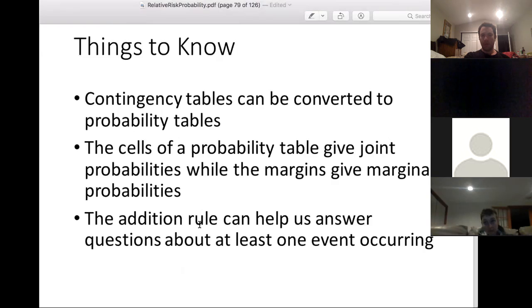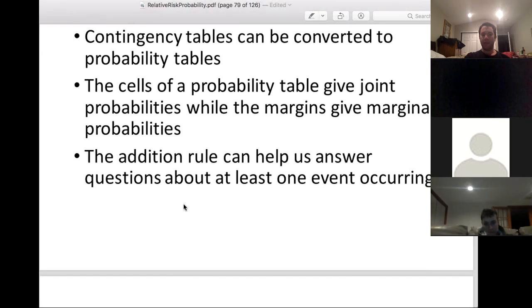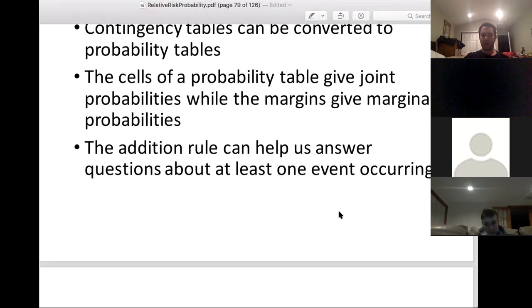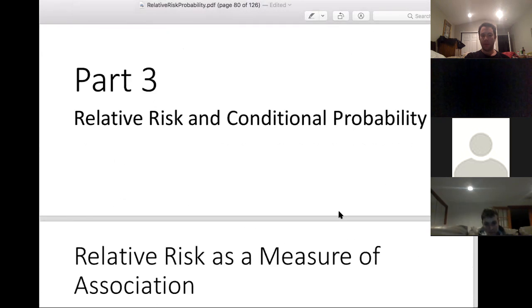So some takeaways are that contingency tables can be converted to probability tables, as we saw. The cells will give you joint probabilities, while the margins will give you the marginal probabilities. And the addition rule can help us answer questions about at least one event occurring.